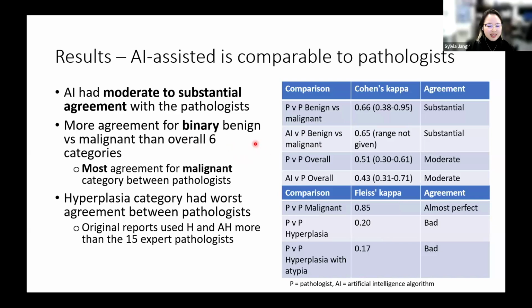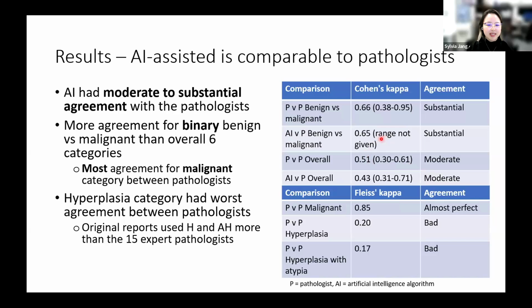So for the results, they did find that their AI program did have agreement with the 15 pathologists. For the overall 6 categories, there was moderate agreement. A Cohen's kappa score closer to 1 is perfect agreement, 0 is no agreement. So the AI had moderate agreement with the pathologists. If you compared that to interpathologists, it was very similar. Even the ranges, it's one thing to notice that the range is wide for both the AI versus pathologist and pathologist to pathologist, but these ranges are similar to each other. So I thought that was interesting.